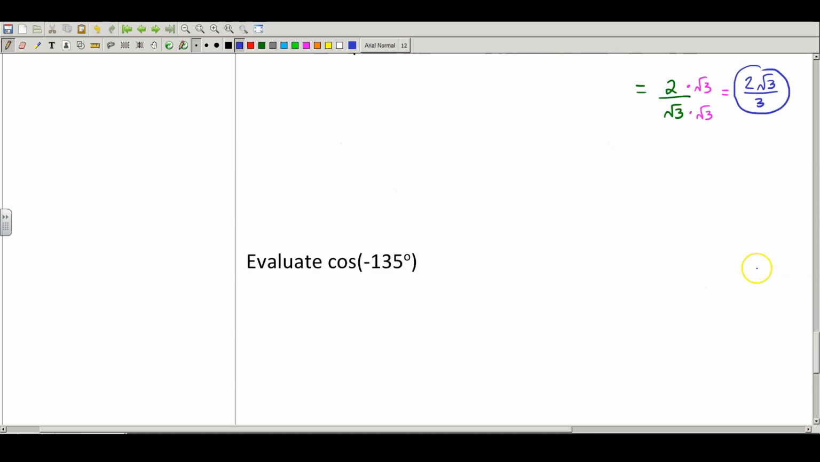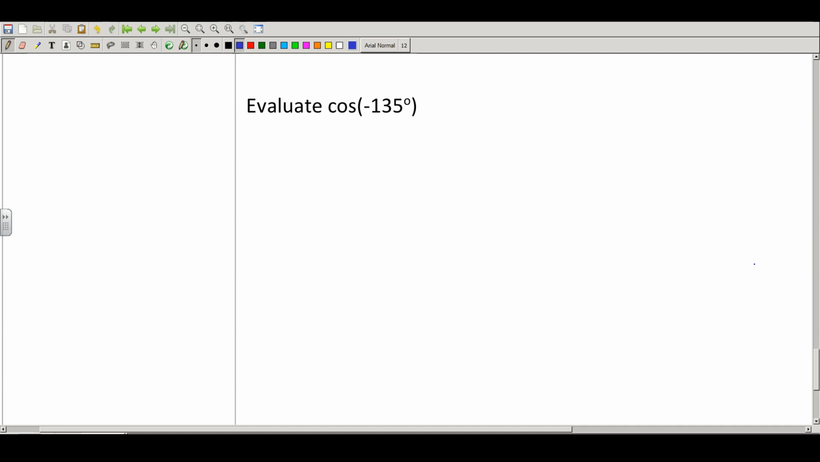All right, so let's try a similar one. This one says evaluate cosine of -135 degrees. Well, again, we're going to assume that we're not going to just use a calculator, and we're going to use a unit circle. And what I like to do here is just sketch out, just draw a unit circle and draw the angle.